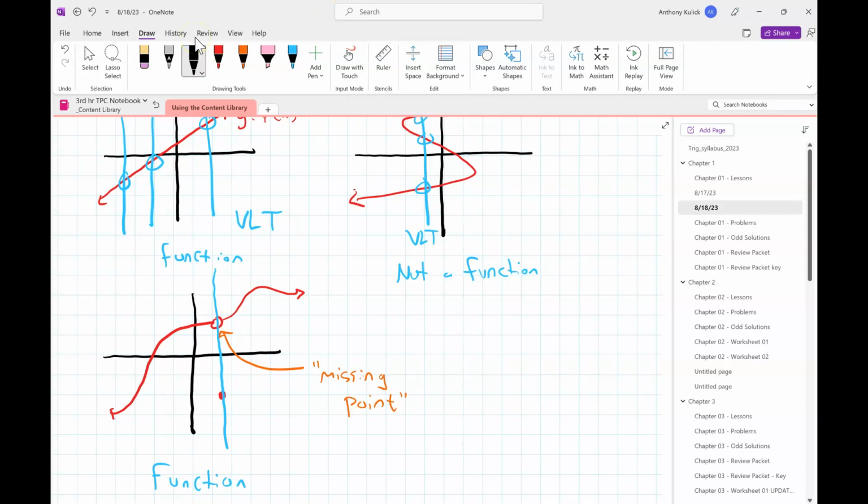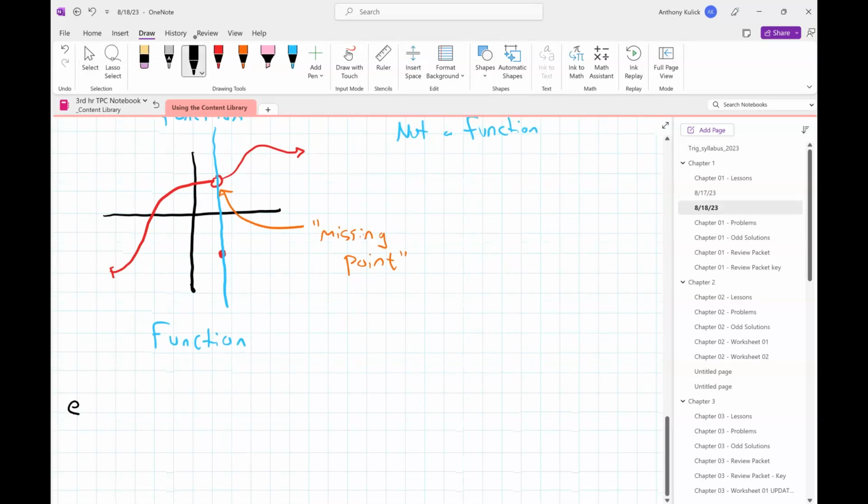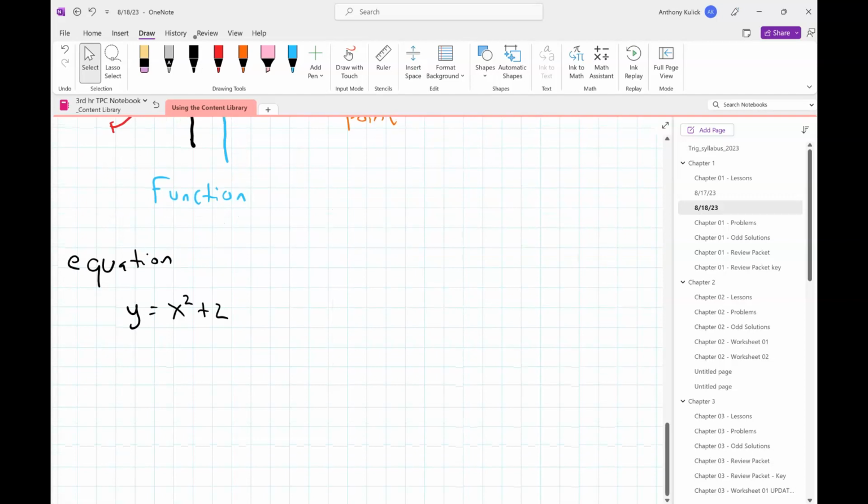Okay. So a lot of times our functions are represented as graphs. That's pretty common, right? But what's the most common representation we have for a function? An equation, right? So what if we say the equation y equals x squared plus 2. Does that represent a function?